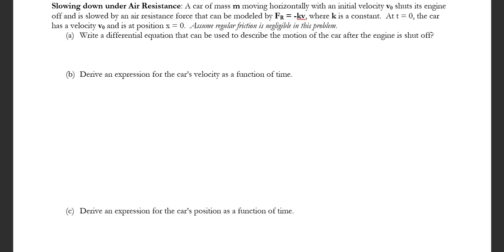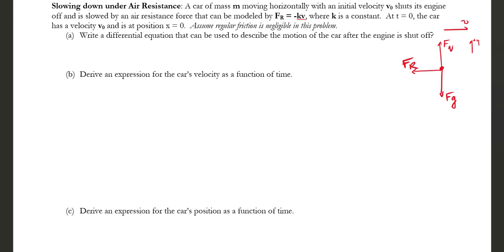So we're going to start just like any other force problem by drawing a free body diagram. There's our car, which I'm going to assume has a velocity to the right, and it would have a normal force acting on it, a gravity force acting on it, and this air resistance force. We'll call it FR for F resistance, opposing the direction of motion. And that's it.